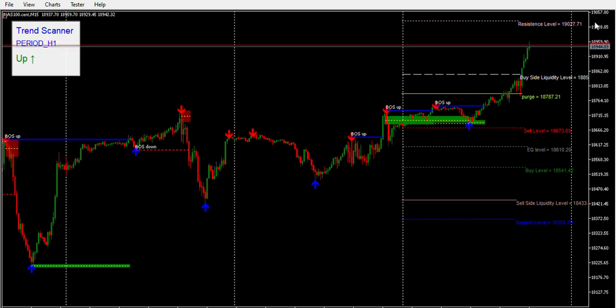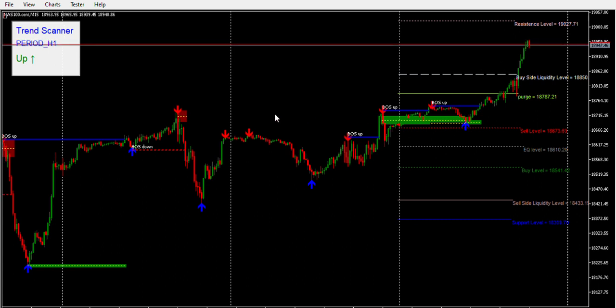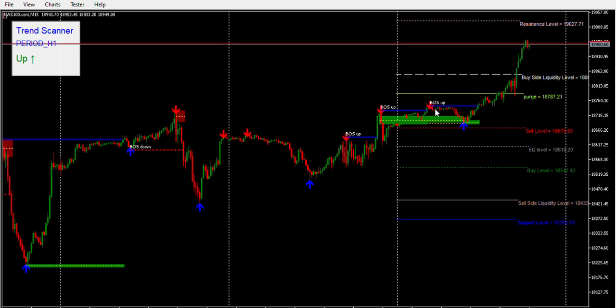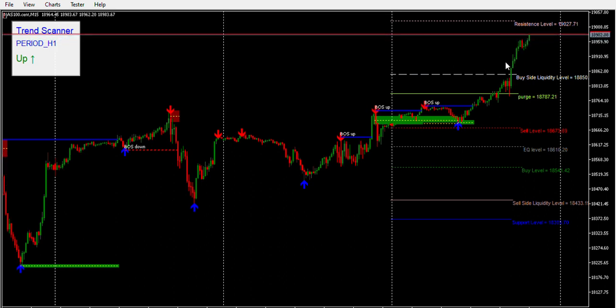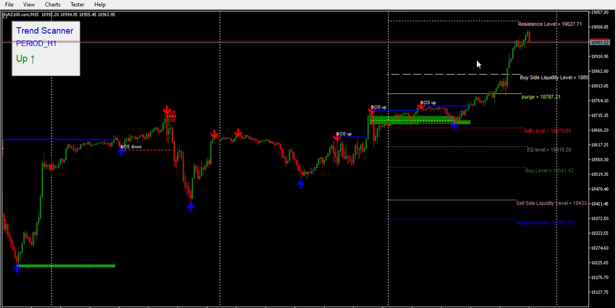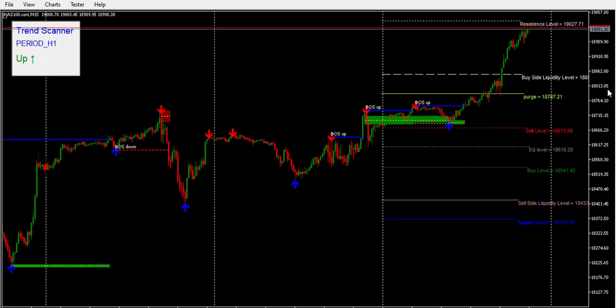So again, these levels can also act as your targets. As price is moving in your direction, you can place your TP at this level, TP1 or TP2, at the buy side liquidity level and also at the resistance level.